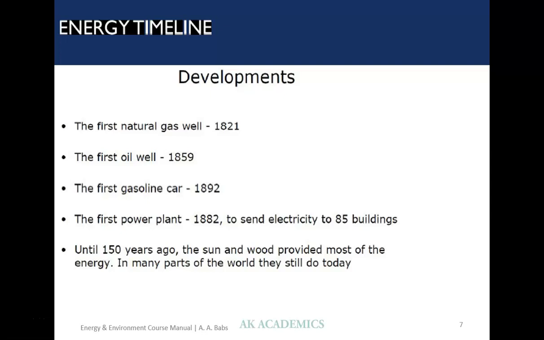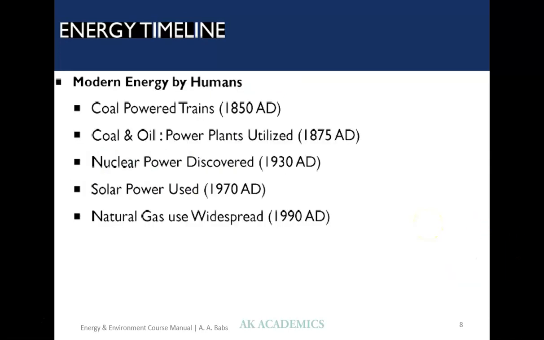Until 150 years ago, the sun and wood provided most of the energy, and in many parts of the world, they still do today. The sun and wood are still providing as much energy as possible in several parts of the world today. Humans started using coal to power trains in 1850. We started using coal and oil to power energy plants in 1875 AD.